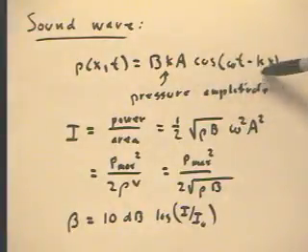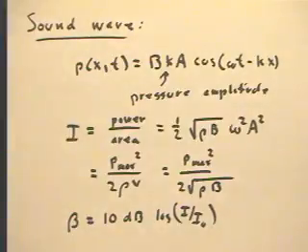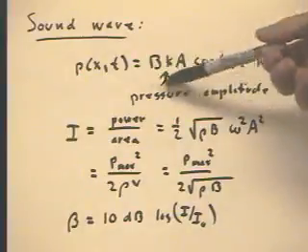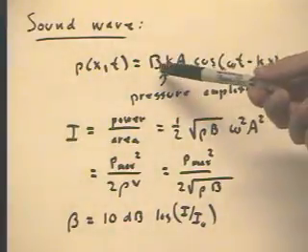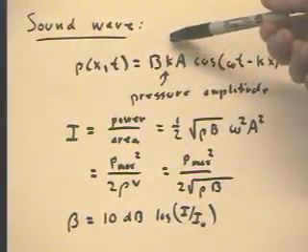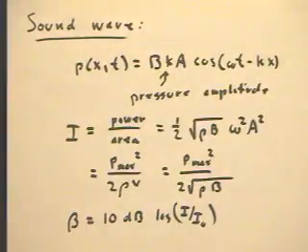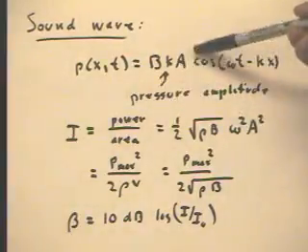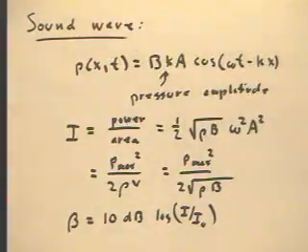We have a cosine of omega t minus kx, which, as you've seen, propagates the wave. It's responsible for the propagation of the wave. And we have this expression here, which is called the pressure amplitude. That pressure amplitude is just the bulk modulus times the wave number k times A, which is a constant. And this tells us the maximum difference of pressure from the equilibrium pressure.